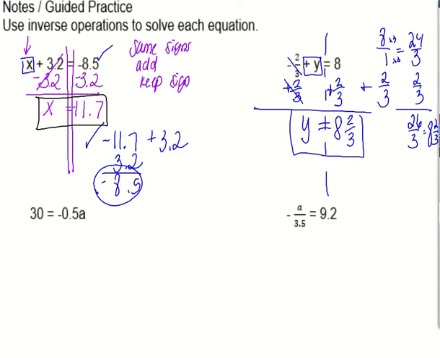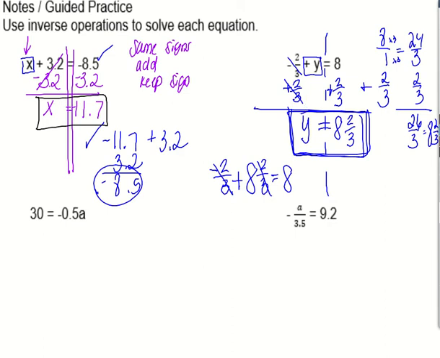Okay, and then checking it is easy too. So if you have -2/3 plus 8 2/3 equals, and then you know your 2/3 and -2/3 cancel, so you know you have 8 left, and then that works. So you could go ahead and say that's your answer. Okay, don't forget to check them. I forgot to check it right away.